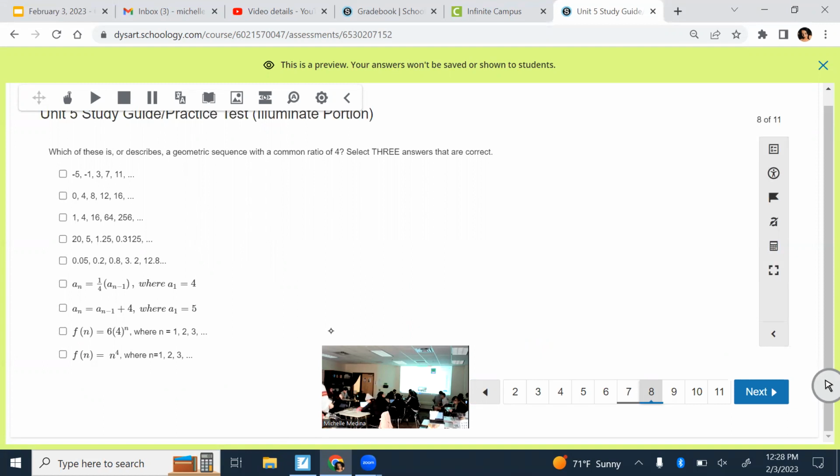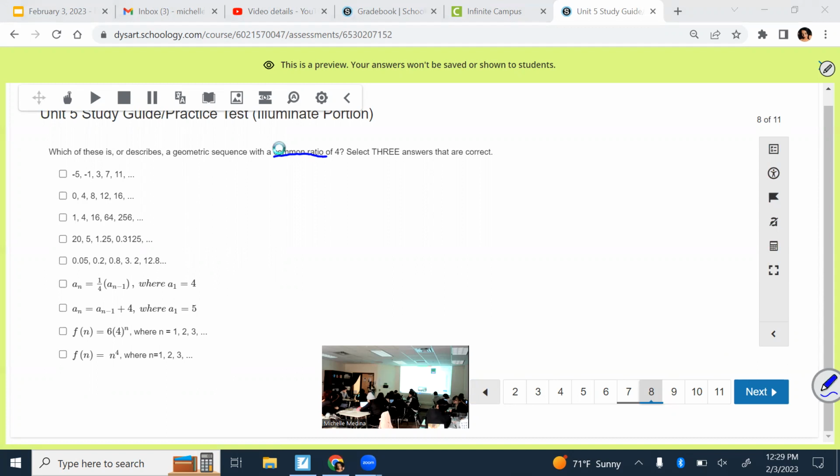Yes. All right, so this one. Which of these is or describes a geometric sequence, which we mentioned briefly, but you may or may not know what that is. We'll talk about it in a second. But one thing we did mention is common ratio. You guys should definitely know what common ratio is. And it wants to know which one has a common ratio of 4.